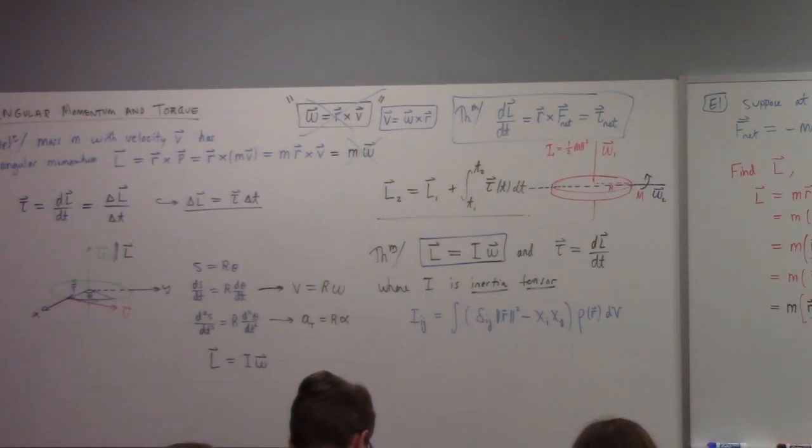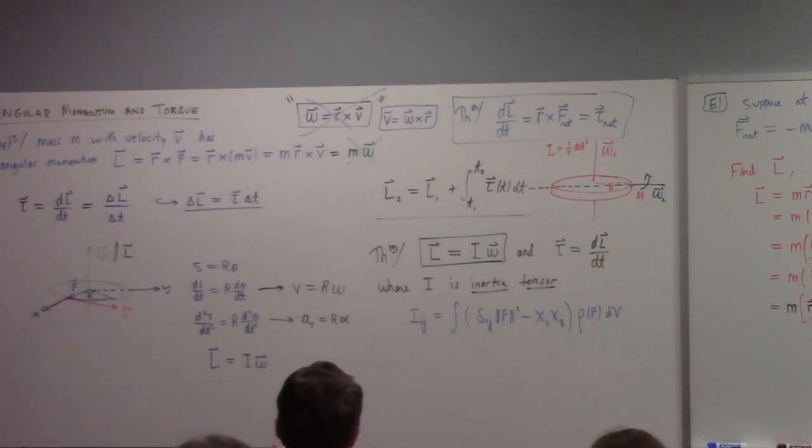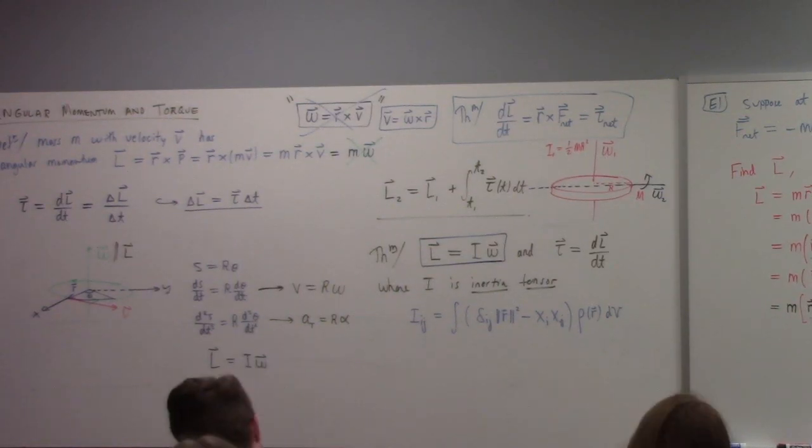What I'm trying to get at here is, as long as the torque is aligned with the angular momentum, we can keep rotating around a symmetry axis and we can have essentially one-dimensional motion with respect to that axis of rotation.